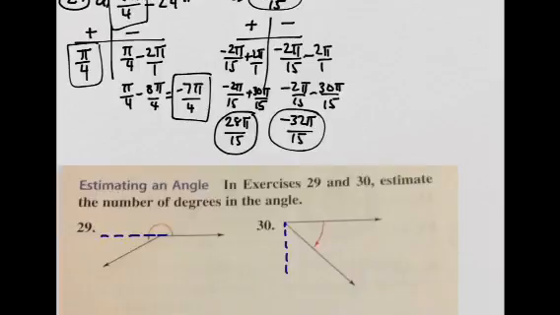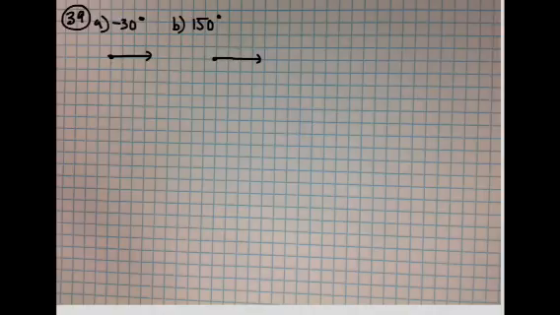For 29, it's past 180, right? It goes past the 180 mark. So somewhere between maybe 200 to 220, around there. Any angle within this range is a good estimate. For number 30, anywhere between, let's say, negative 45 degrees to maybe negative 50 degrees would be good.